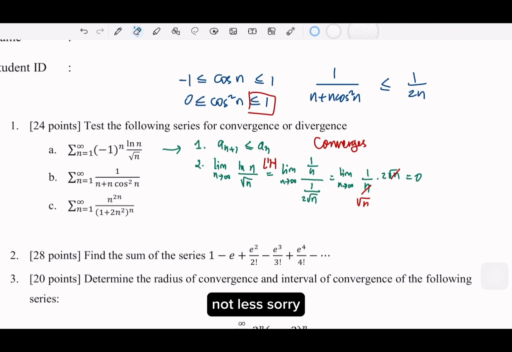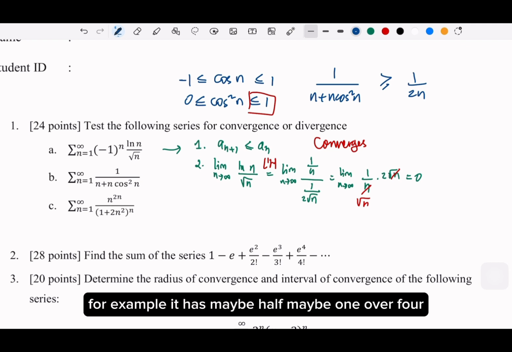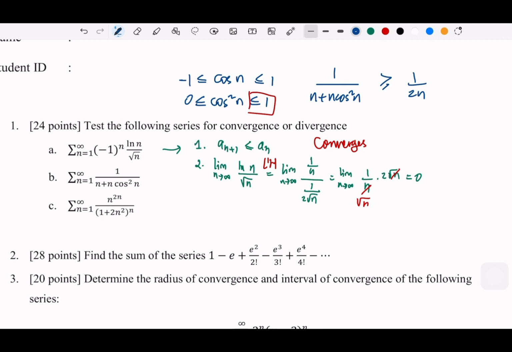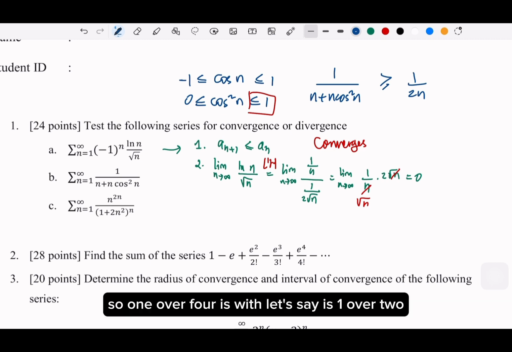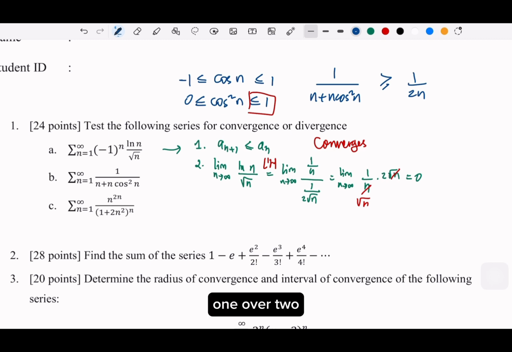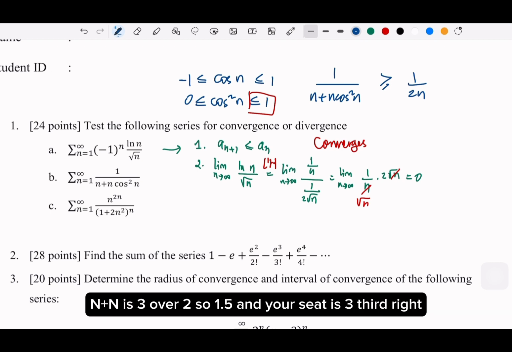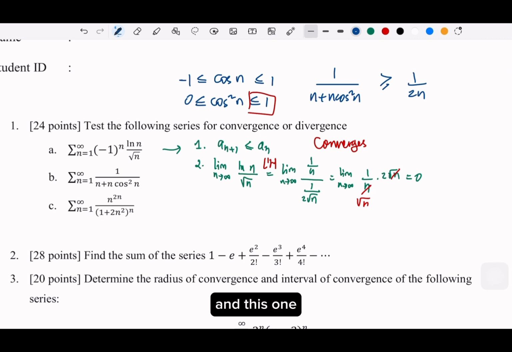Oh, wait, not less, sorry, it should be this, right? Okay, it should be this. Because for 0 and 1, for example, it has maybe a half, maybe 1 over 4. So 1 over 4 is, let's say, 1 over 2. 1 over 2, n plus n is 3 over 2, so it's 1.5, and you see it's greater, right? And this one is the harmonic series, okay?